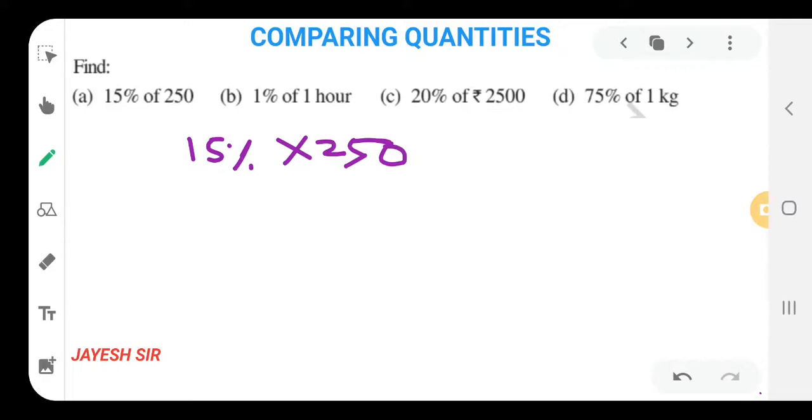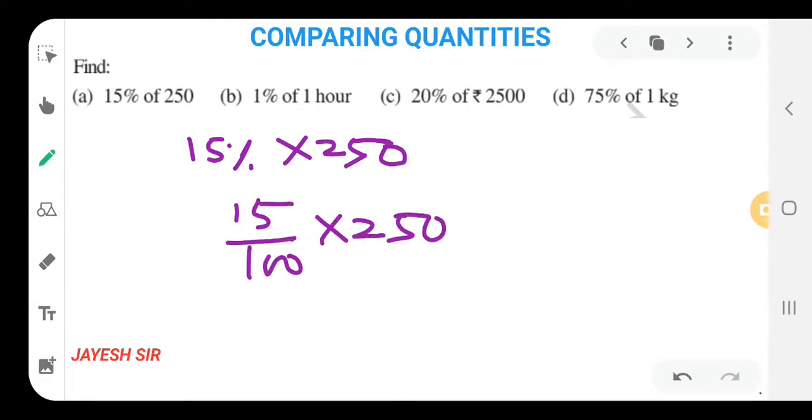Now there we were inserting the percentage sign. Here we want to remove the percentage sign. To remove the percentage sign, divide by 100. So to remove the percentage sign, divide by 100. Now the number is like this. The 0s get cancelled. Now what are we going to do? You have to multiply and solve and find the final answer, that is 37.5. You can solve it and find it.